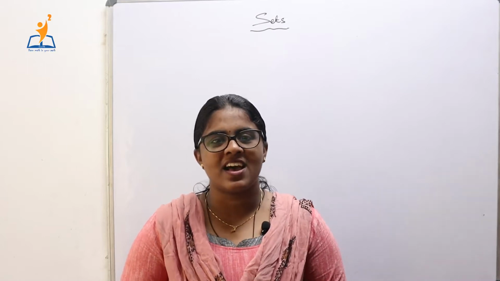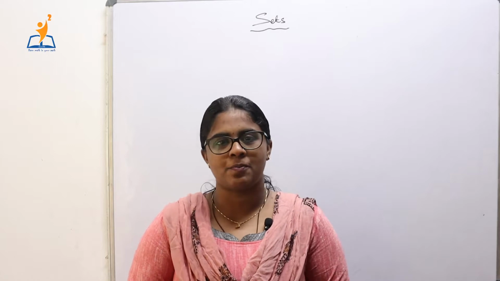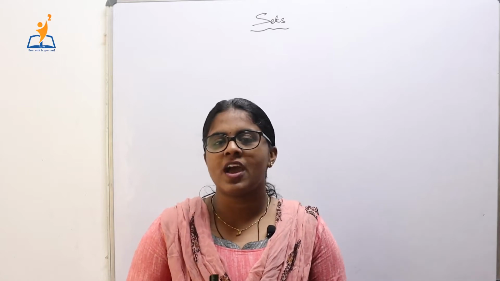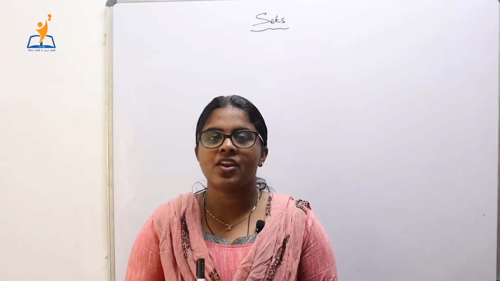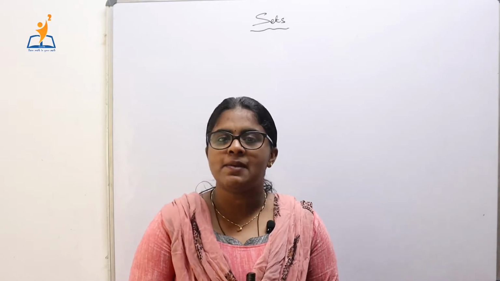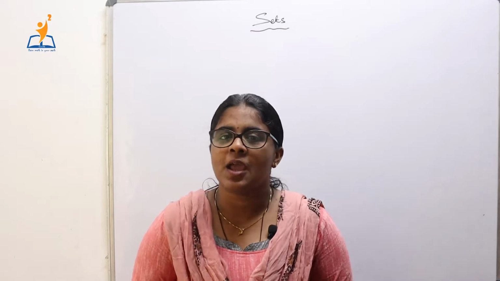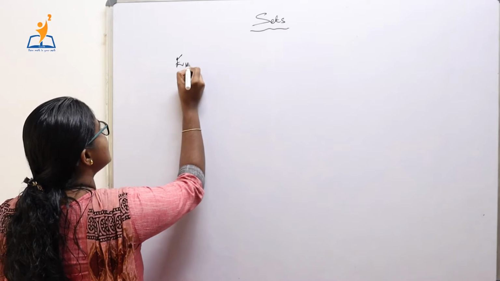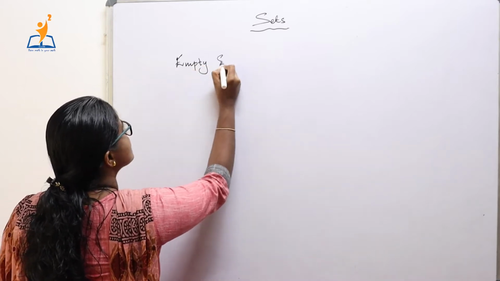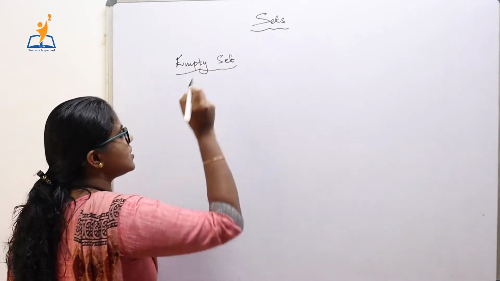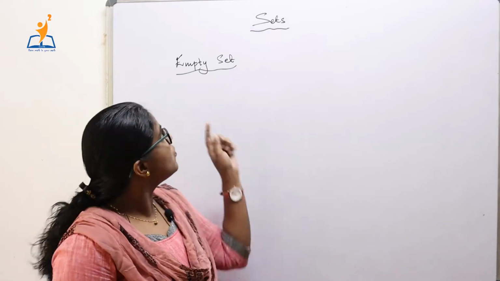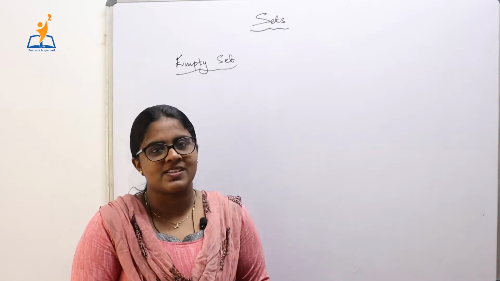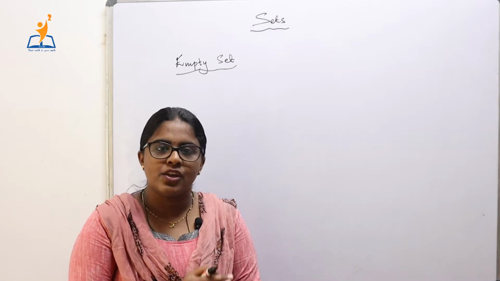In the previous class, we have discussed exercise 1.1 of your chapter 1 sets. And in today's class, we are moving on with the chapter and we are going to learn some types of sets. The first type of set is the empty set. From the word itself, we can assume what the definition of an empty set will be. The word empty means there is nothing, and an empty set means a set which contains no elements.